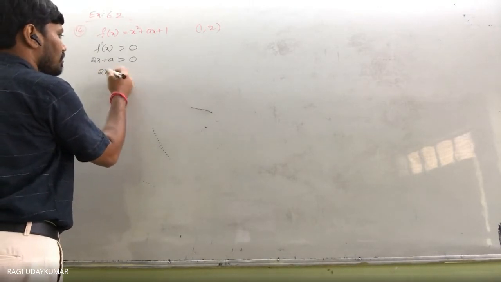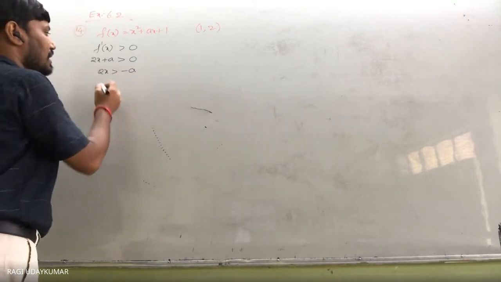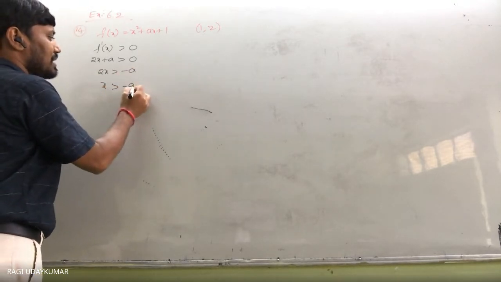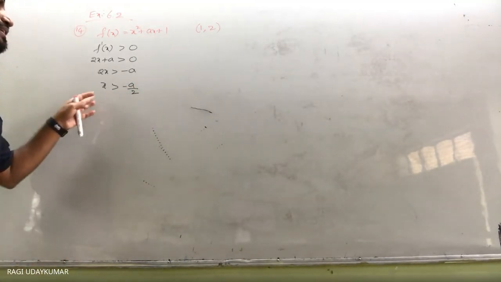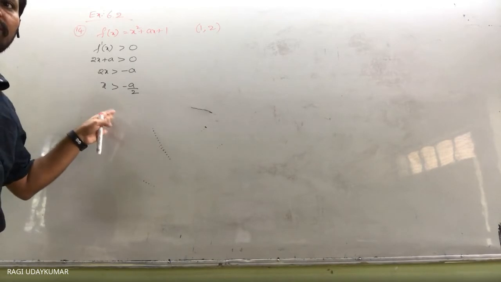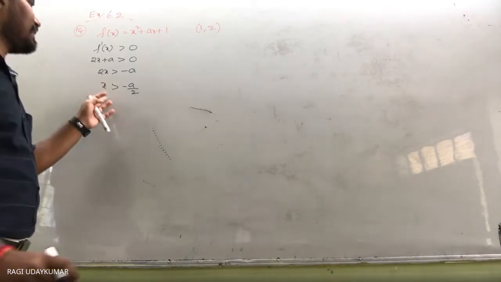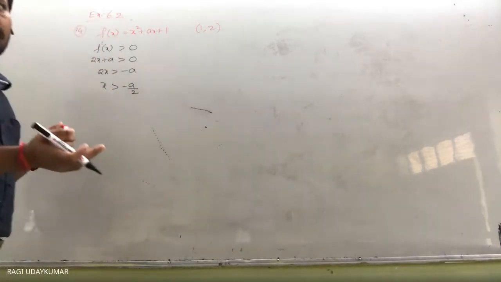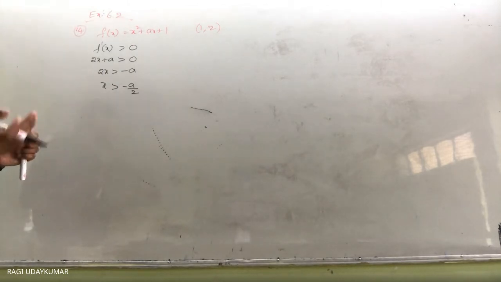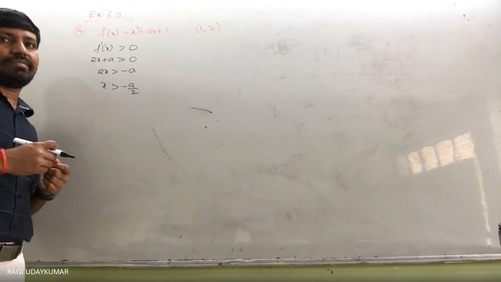2x is greater than minus a, we can write, because we need to find the a value. Minus a. X should be greater than minus a by 2. X value should be greater than minus a by 2. So therefore, we have to find the least value of a such that x value compulsorily lies between 1 comma 2. The x greater than minus a by 2 is given. So here what to do? Least value of a we need to find out for the increasing function.